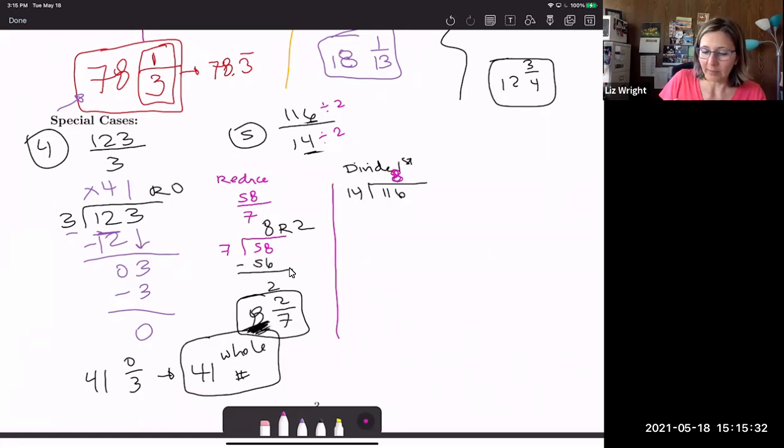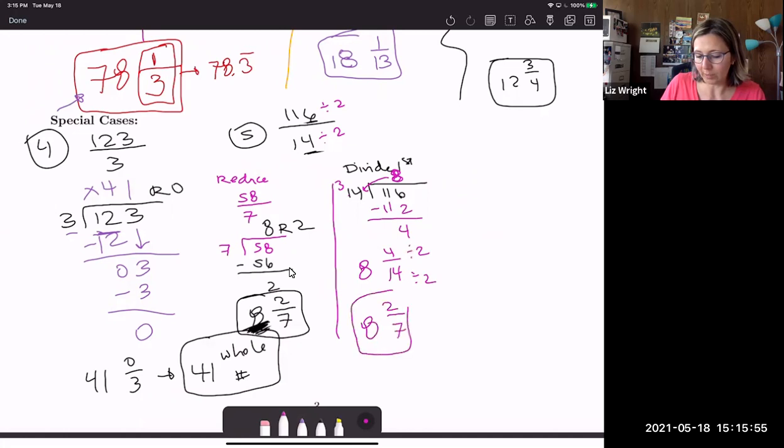So 8 times 4 is going to give us 32. 8 times 1 is 8 plus 3 is 11. And then you're subtracting and you should be getting 4. So then we're getting 8 and 4 14ths. And guess what? Divide by 2. And we're going to get 8 and 2 7ths. Bingo, got the same answer.